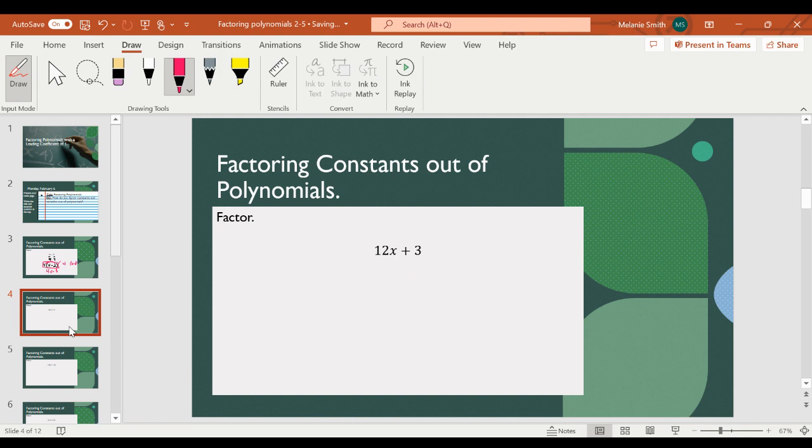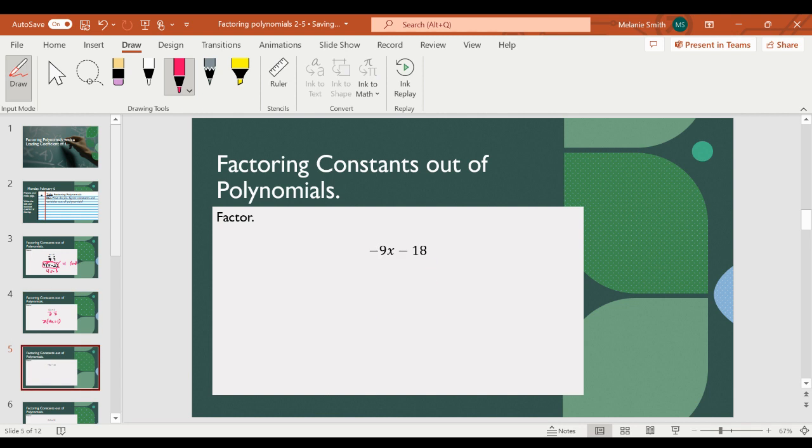All right, let's look at another one, 12x plus 3. Well, I know that 3 is actually a factor of 12, so I can divide both of those by 3. I'm going to pull 3 to the outside of a set of parentheses. 12 divided by 3 is 4, and I bring down the x. And then 3 divided by 3, that does not go away. 3 divided by 3 is 1. So the two factors of that polynomial are 3 and 4x plus 1.